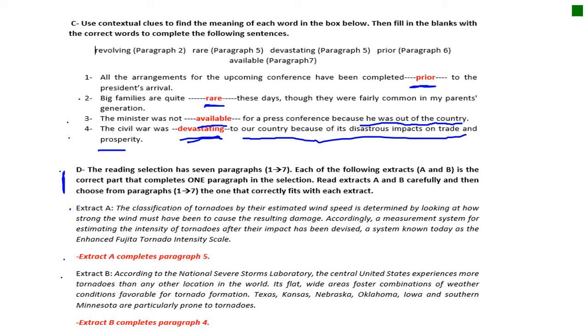Extract B, they talked about a National Severe Storm Laboratory. The central United States experiences more tornadoes, etc. States like Texas, Kansas, Nebraska, Oklahoma, Iowa, and southern Minnesota are particularly prone to tornadoes. In which paragraph was the author talking about the US as a land where a lot of tornadoes take place? Paragraph 4. Therefore, extract B completes paragraph 4.